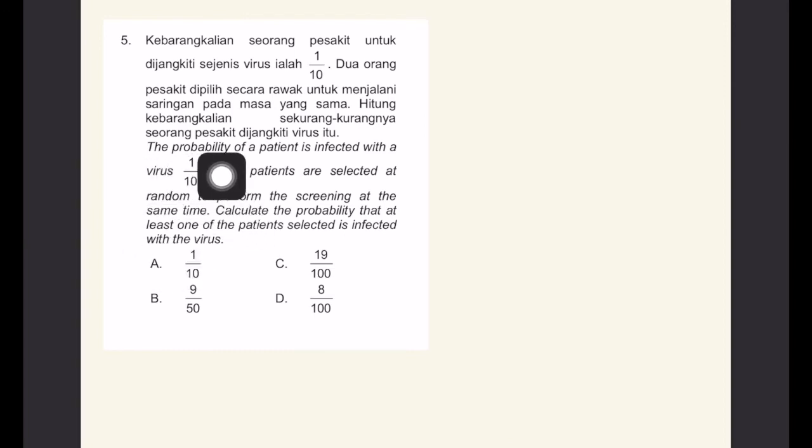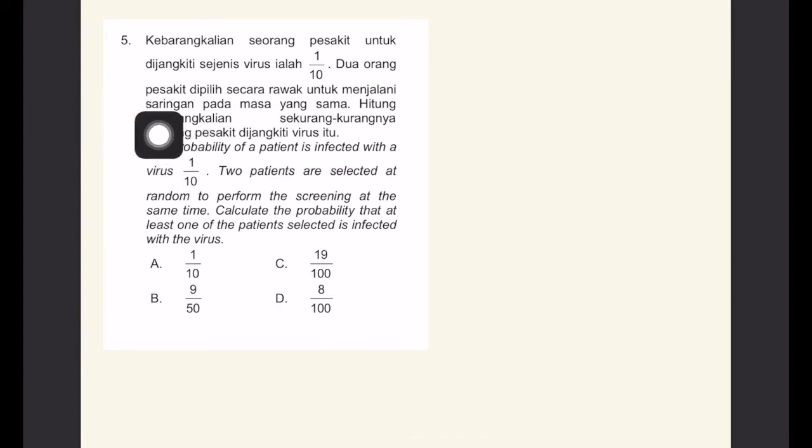Okay, the probability of a patient being infected with the virus is 1 over 10. 2 patients are selected at random to perform the screening at the same time. Calculate the probability that at least one of the patients selected is infected with the virus. Okay, so the clue here.